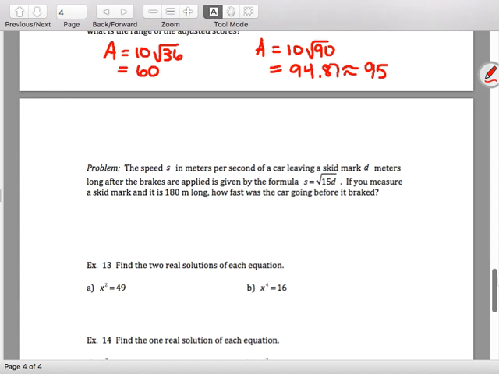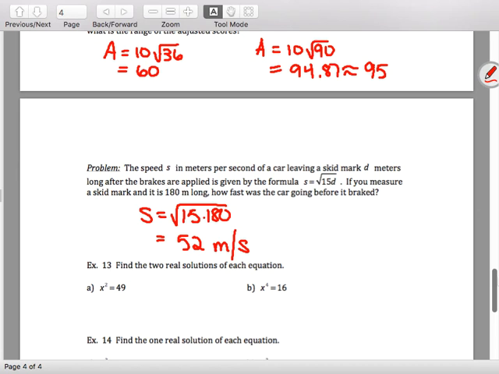It says, if you measure a skid mark is 180 meters long, how fast was the car going? Again, if you have a calculator, you can take the square root of 15 times 180, and I rounded and said 52 meters per second. In the United States, we don't use meters per second, we use miles per hour. So this is kind of a weird measurement for us.